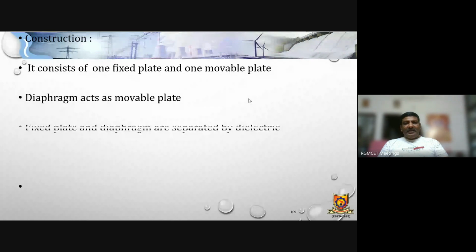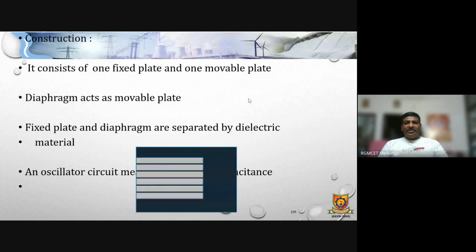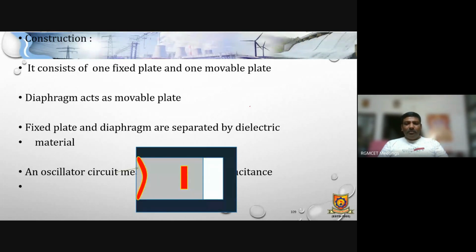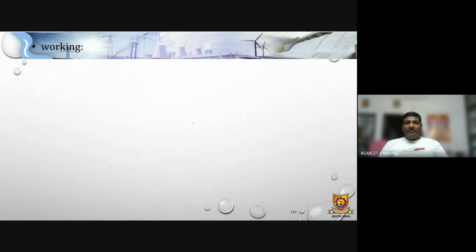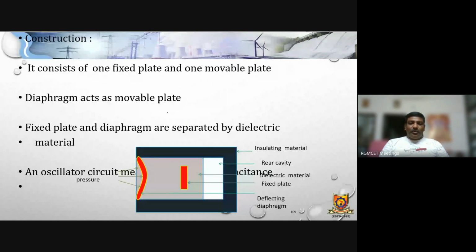And there is another type of construction where we can measure pressure also with the capacitive transducer. Just observe, this is the diagram. There are two plates. One plate is fixed and another plate is movable.